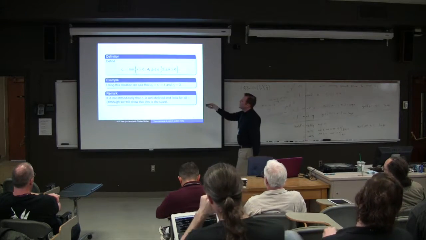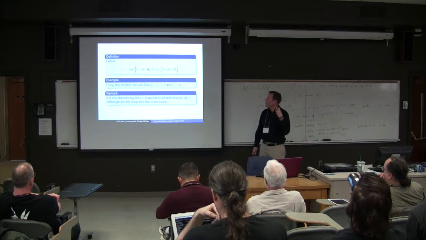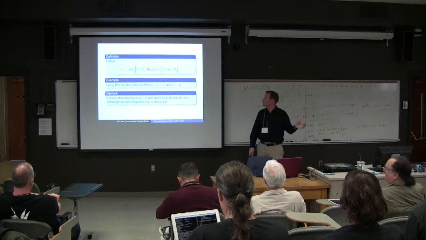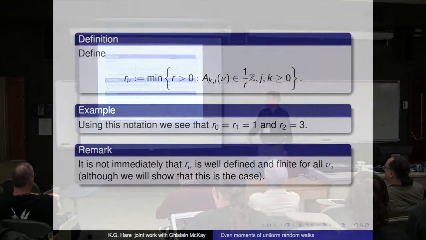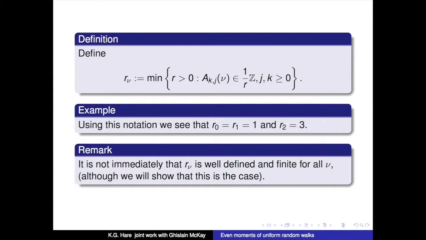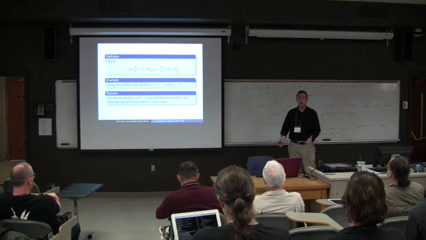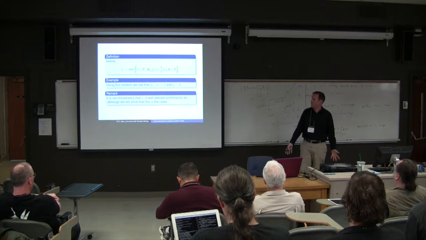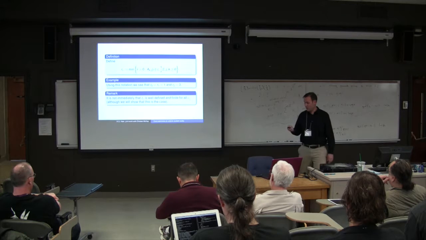So we're going to define R nu as the minimal denominator so that all these matrix entries are in 1 over R times Z. So R0 and R1, because everything was integers, are both going to be 1. R2, because everything was in 1/3 the integers, is going to be 3. It's not immediately clear this is even well defined. We could possibly have denominators going off to infinity as you go lower and lower down this infinite matrix. Turns out they are actually well defined and they're always finite.